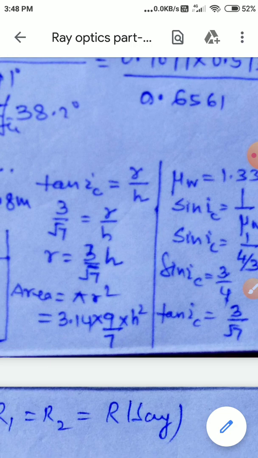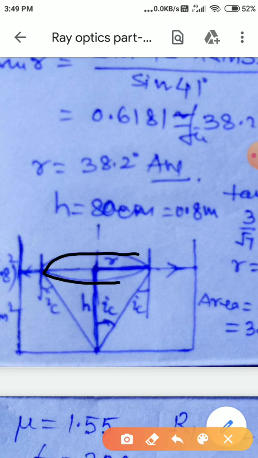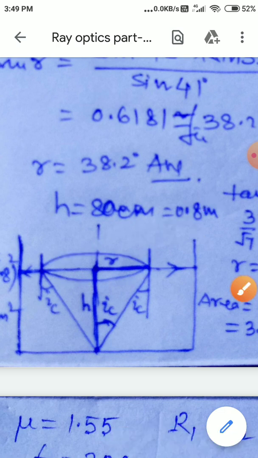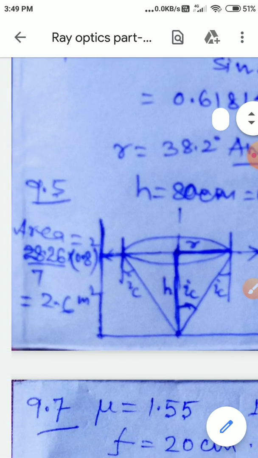So put the value of tan i_c. Then from here, R is equal to 3 by root 7 H. Now, the area through which light will come out: this R is the radius of the circular face through which light will come out. R is the radius, so it will come out from pi r square area. So here area is pi r square, which is pi times (3 by root 7 H) square. H is given as 80 centimeters, so put its value and you will get the value of area. So area is equal to 2.6 meter square.